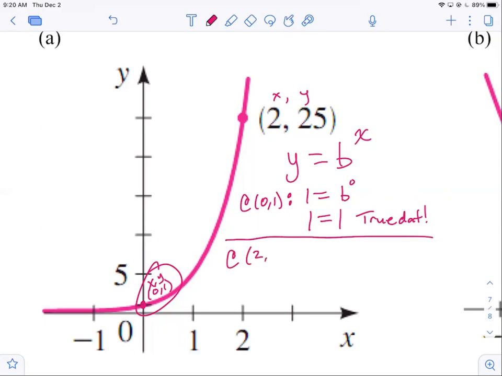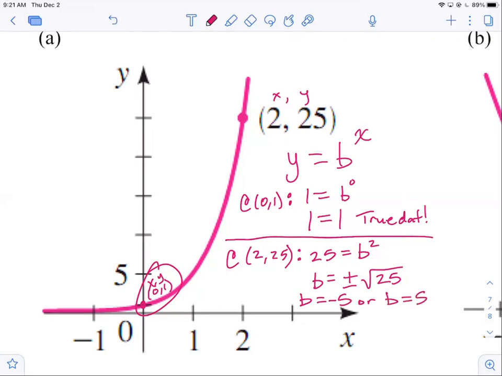At the point (2, 25), I plug that in there, and I get 25 equals b to the 2nd power. Oh, now I can solve for b. It's a quadratic equation. I have to take the square root of both sides, don't I? And remember, when you take the square root, you always at least consider plus or minus. So that gives me either b equals -5 or b equals +5.